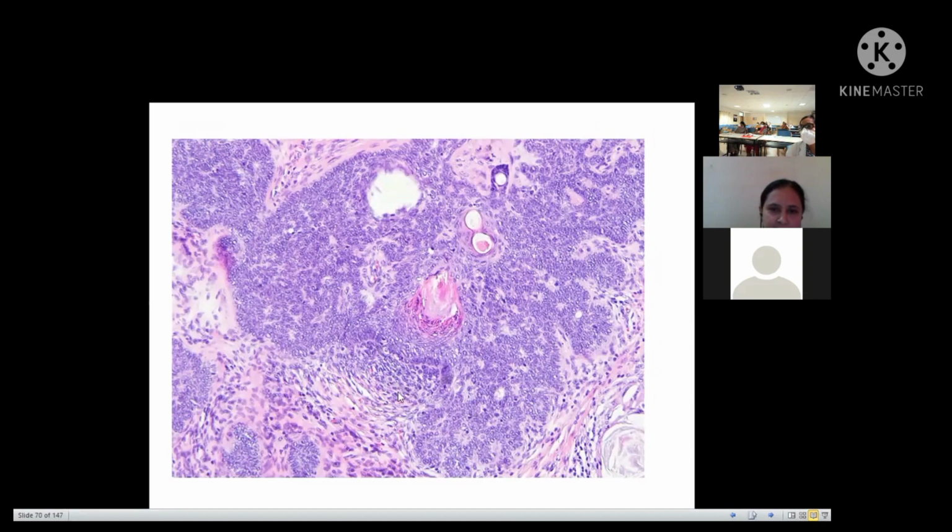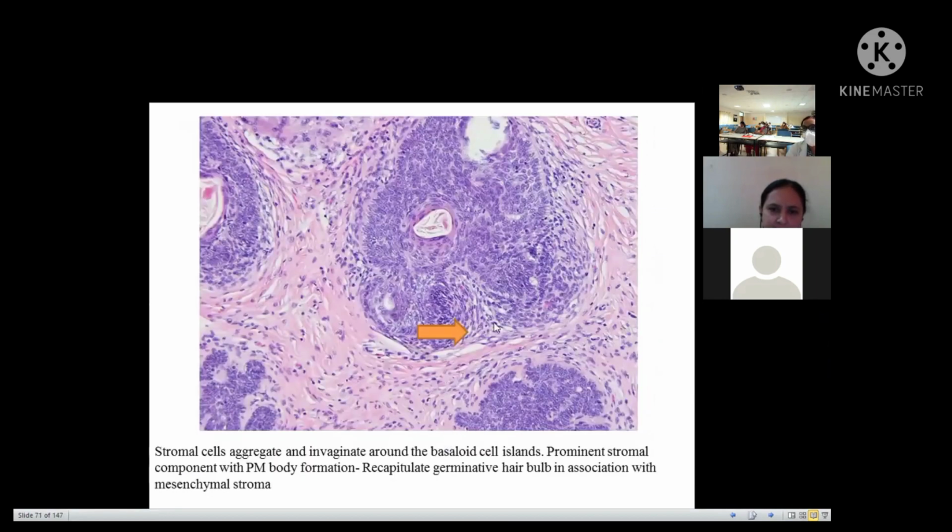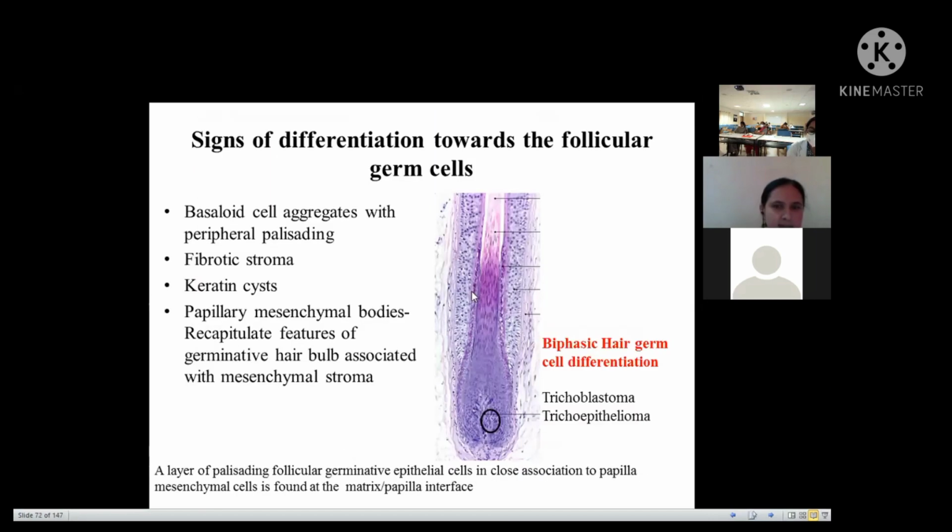This particular structure is trying to mimic a hair bulb. So this is the papilla, like an invagination into these basaloid islands, and they recapitulate the hair bulb. So these particular structures are called papillary mesenchymal bodies.